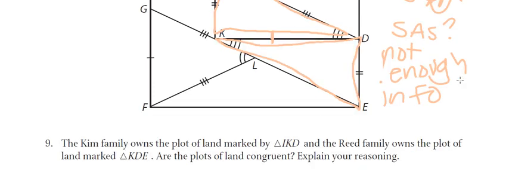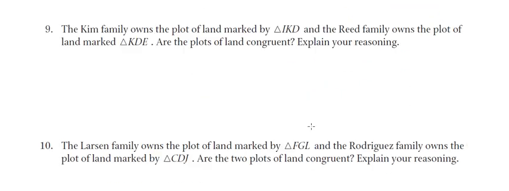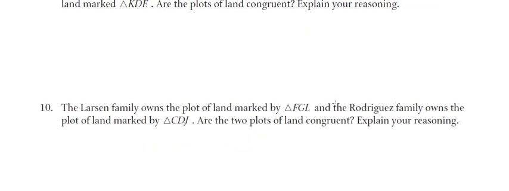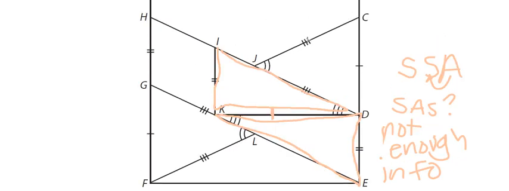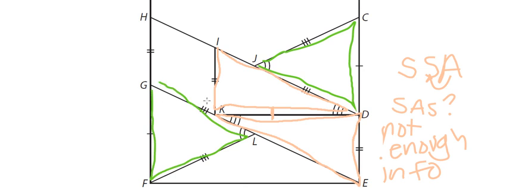Then for number 10, I'm considering the Larson family and the Rodriguez family. When I go to create, I'll pick a new color here. So the Rodriguez family is up here, and here I have a 3-tick, a 3-tick, and a 1-tick. And then the Larson family is here, and here I've got a 3-tick, a 3-tick, and a 1-tick. So this is the Rodriguez family, and this is the Larson family.